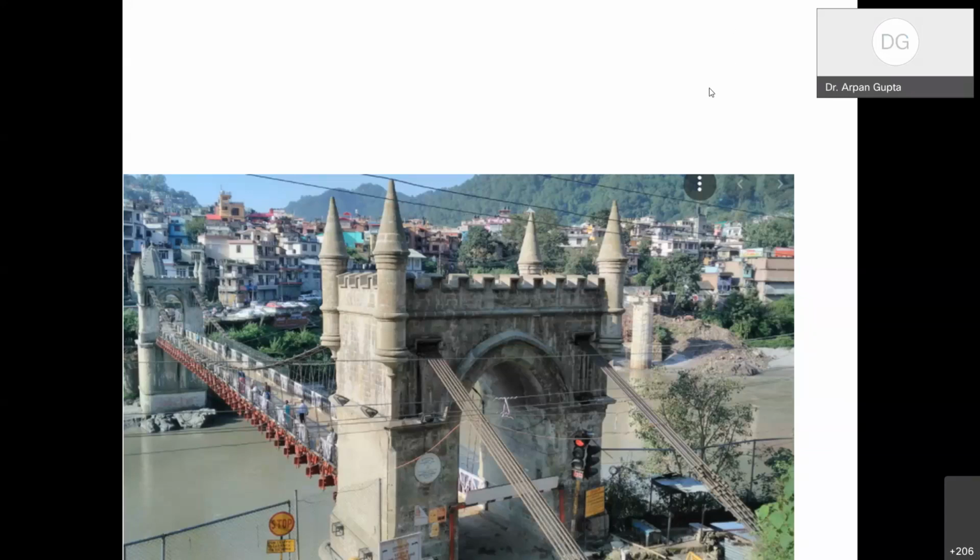So this is the bridge. Okay, but let me ask you a question. What is the relation of this picture with all of us? That's a better question.